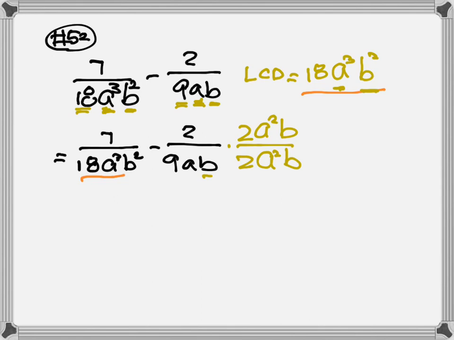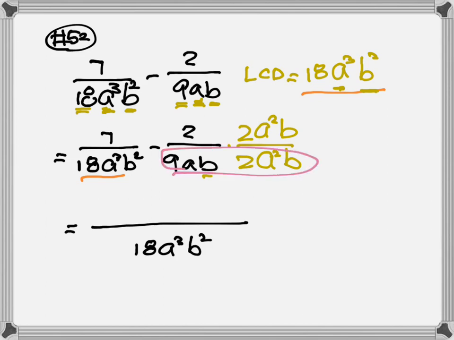After that, the easiest way is to just write down your common denominator. So here we have 18a to the third power b squared. You don't even need to multiply this out, because it's a waste of your time. You know your common denominator is this, so just write it down.